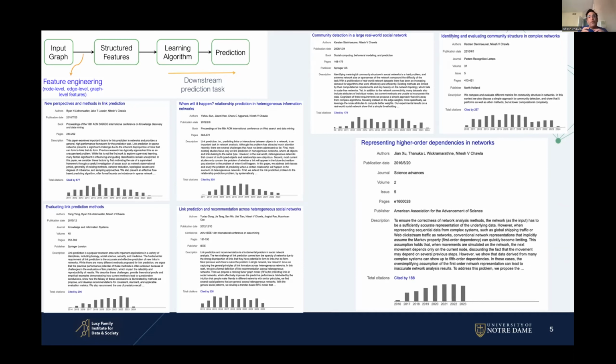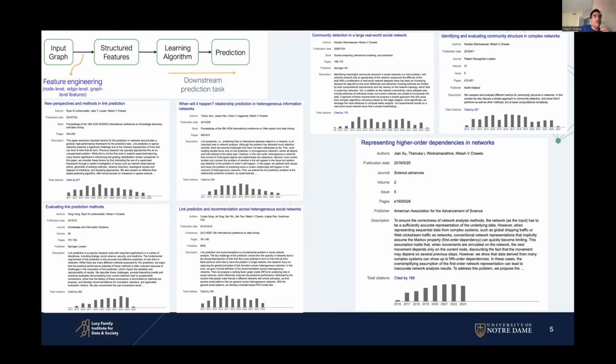So we focused quite a bit on this journey of how do we efficiently feature engineer, extract what we can from a graph, build a feature vector, then optimize the learning algorithm for a particular task.